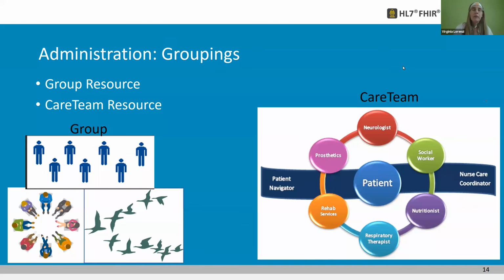There are groupings. We have the group resource and the care team resource. Group resource is a group of entities related to some sort of healthcare problem, such as a group of men in a research cohort, a group of patients in group counseling, or a group of birds that are sick and we need to watch them from a public health perspective. But that kind of grouping is very different than the care team resource, which is a group of physicians that are working together, all with respect to one patient.